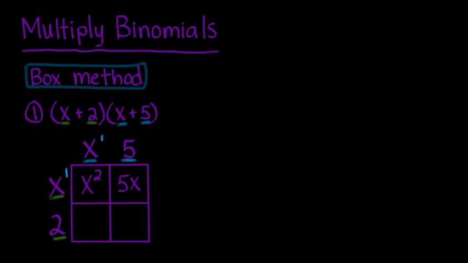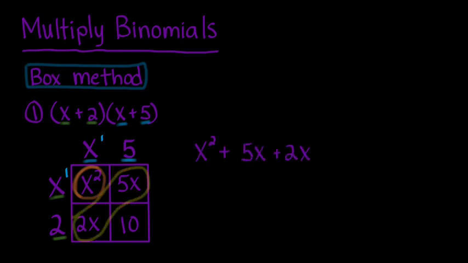And x times 5 is 5x. X times 2 is 2x. And 2 times 5 is 10. And now we just combine our like terms. We have x squared, and then 2x and 5x will be 7x, and then 10.